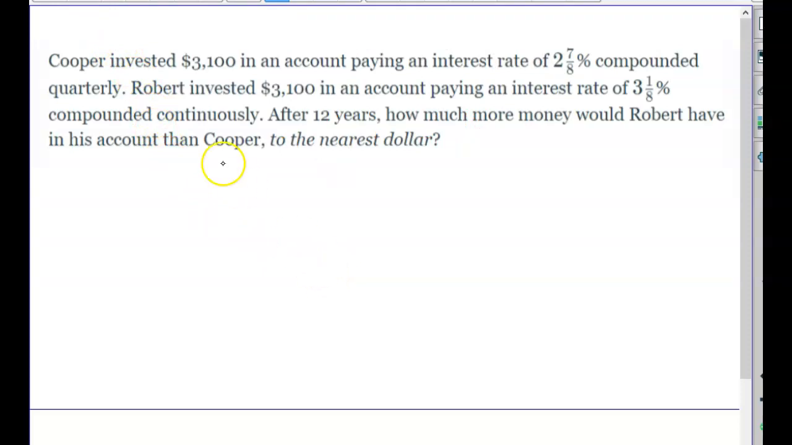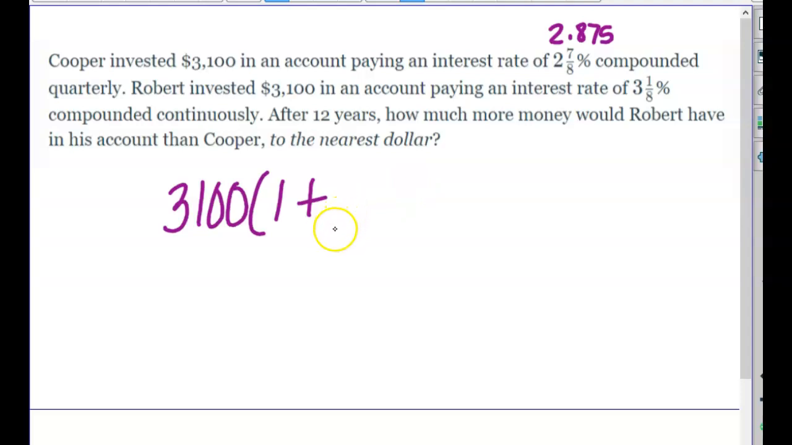Is this the last one I have? Yeah, it really is. This you don't have, okay? But you have this in Delta Math, so I just want to do a quick example. And then if you want to take a picture or something because you're worried about it, you can. It says, Cooper invested $3,100 in an account paying an interest rate of 2.78 compounded quarterly. So that would be 3,100 times 1 plus, I think it's 2.875, is that right? 7 divided by 8? Okay, so then you'd change it to a decimal. Oh, compounded quarterly, got to do divided by 4, almost forgot. And after 12 years, so this would be 4 times 12 up here.